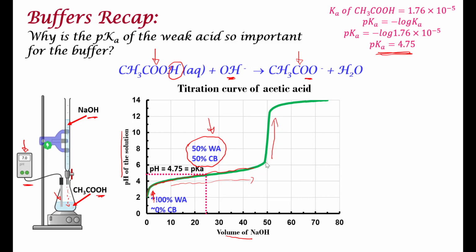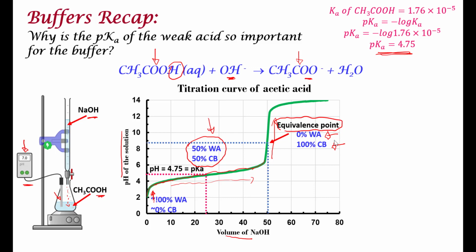base present in solution. But if you go beyond that and you continue to add more and more of this NaOH, at some point you're going to end up completely neutralizing all of the acetic acid, and that's where we reach the equivalence point. When you are at the equivalence point, you have no weak acid left. Everything has been converted into conjugate base. Okay, so this is what is happening in the titration curve.